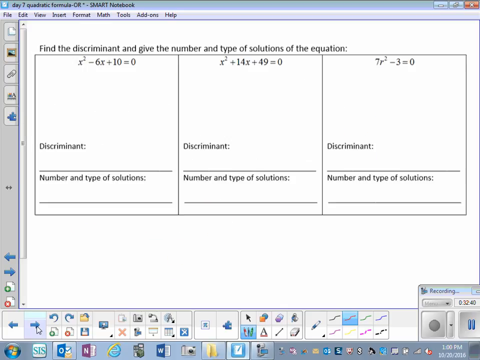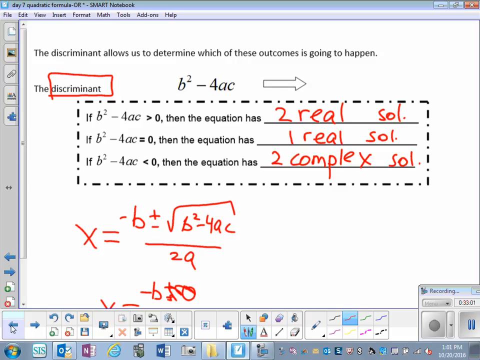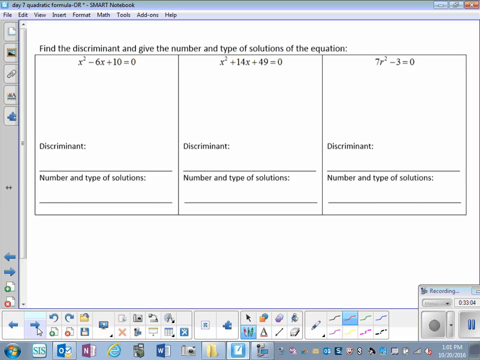Okay, so let's play a little bit with this. I have three equations. I don't want to solve them, but I want to figure out, based on the discriminant, what kind of solutions I will have and how many. Are you already done? Okay, so what we care about is the discriminant, b squared minus 4ac. Just looking at this equation, do I know my a, b, and c? Yes, so what is my a? 1. What is my b? Negative 6. And what is my c? 10.